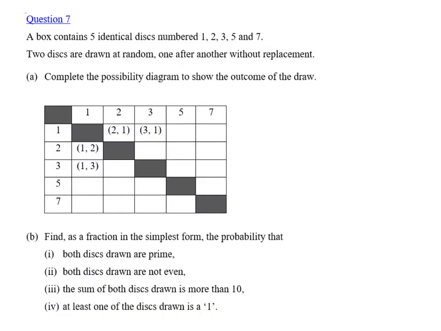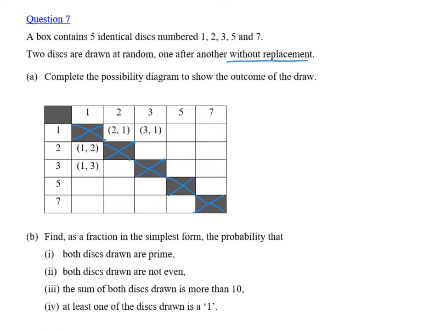Question 7, a box contains 5 identical discs, number 1, 2, 3, 5, and 7. Now 2 discs are drawn at random, one after another, without replacements. That means when I take out 1 for the first card, I will not be able to have 1 again for my second disc. So you notice that in this possibility diagram, I do not have the following boxes down here. For example, 1, 1, 2, 2, 3, 3, 5, 5, and 7, 7, because the discs are taken out and then not being replaced.